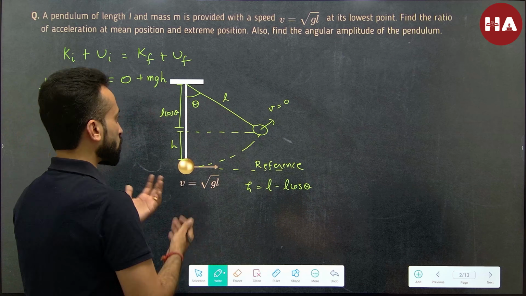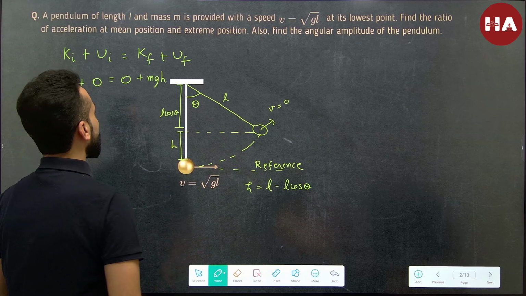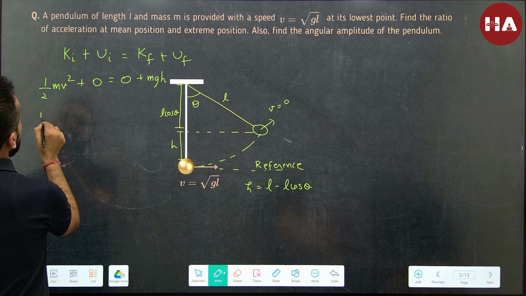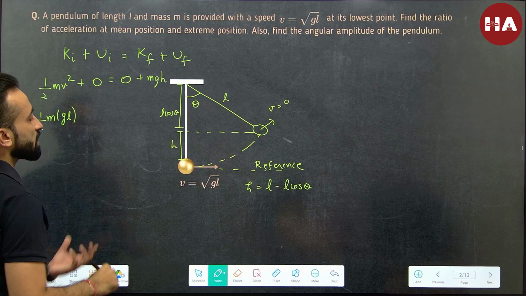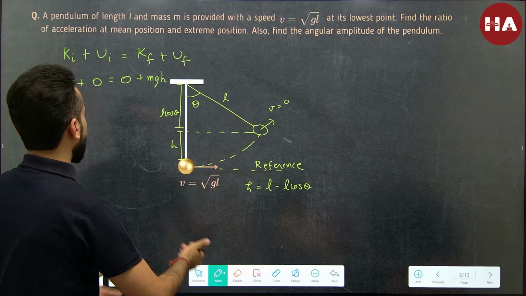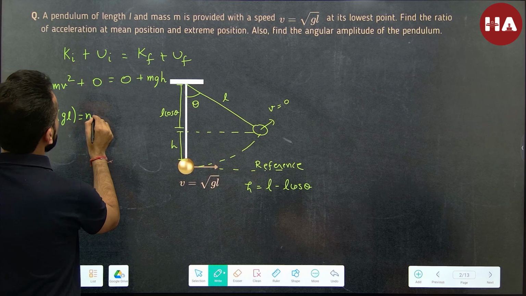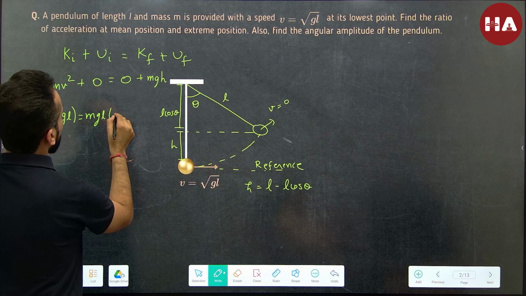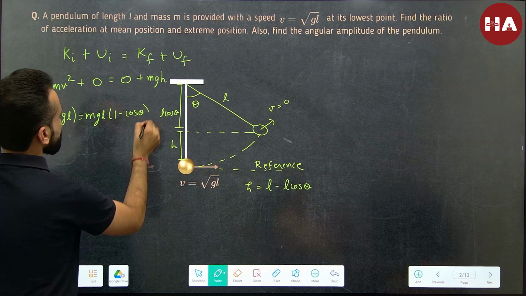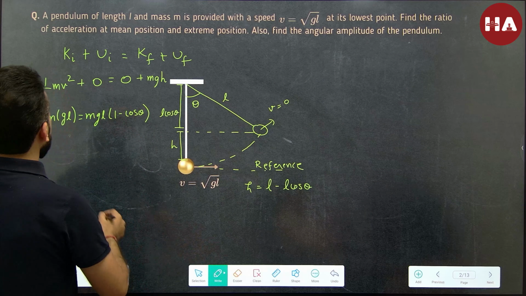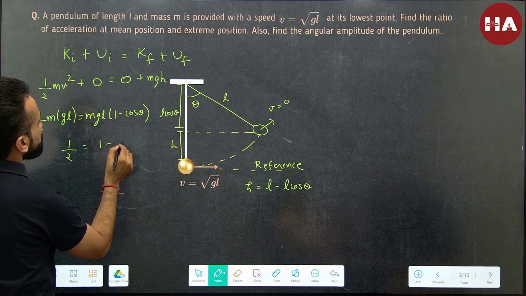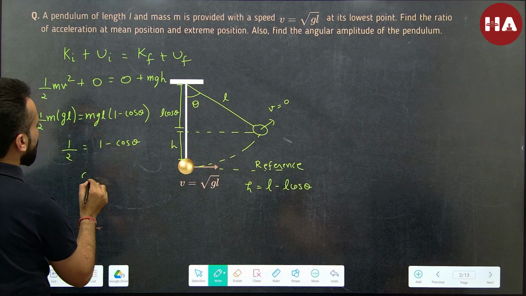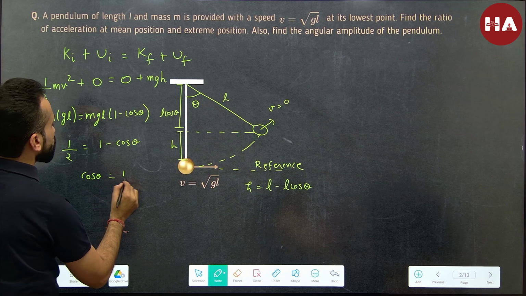Okay, so think about all this. I think you should be able to do it. Okay, so half m, and in place of v square we are going to write gL, because that is the velocity that we have provided at the lowest point, is equal to mgL(1 minus cos theta). Alright, so we do that, mgL and mgL cancel out, so we get half is equal to 1 minus cos theta, or cos theta is equal to 1 by 2.